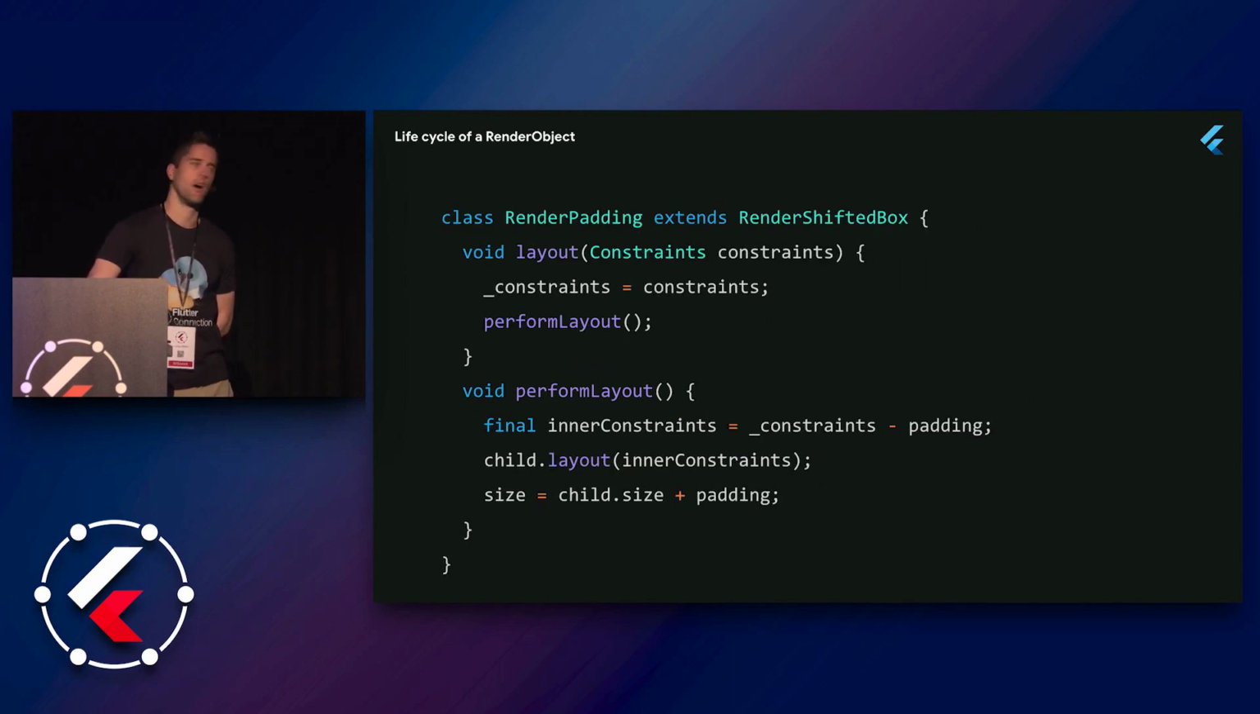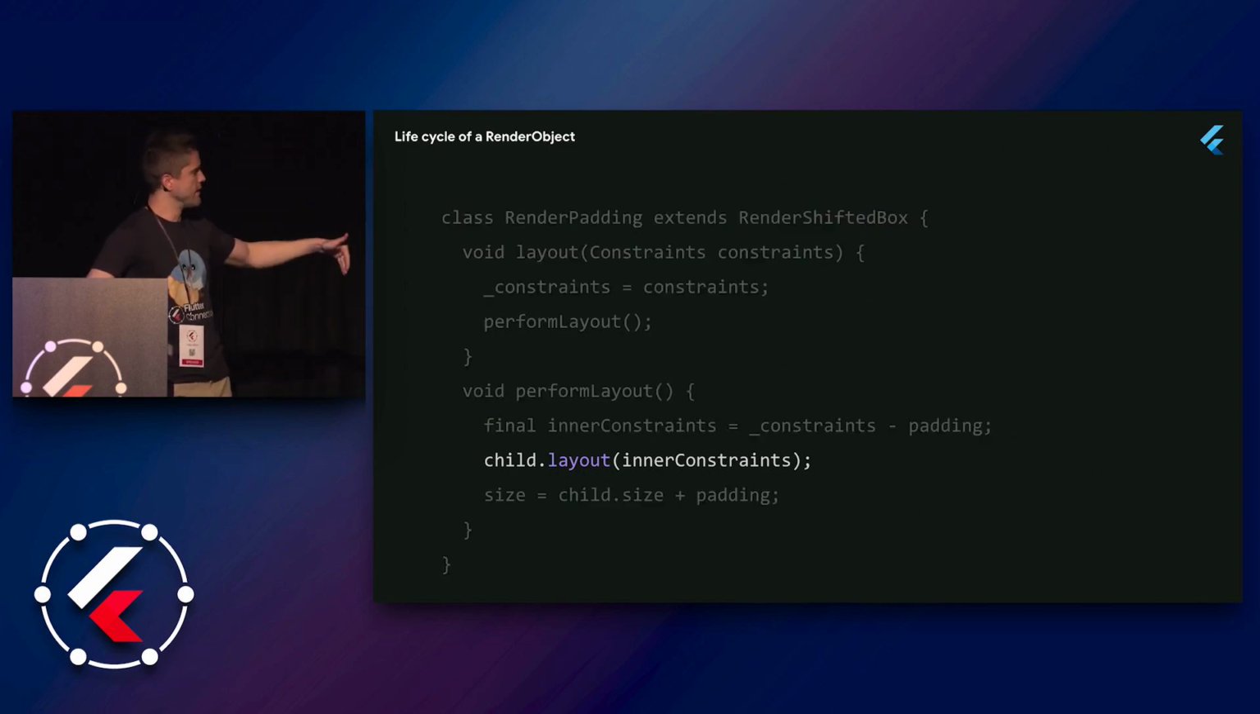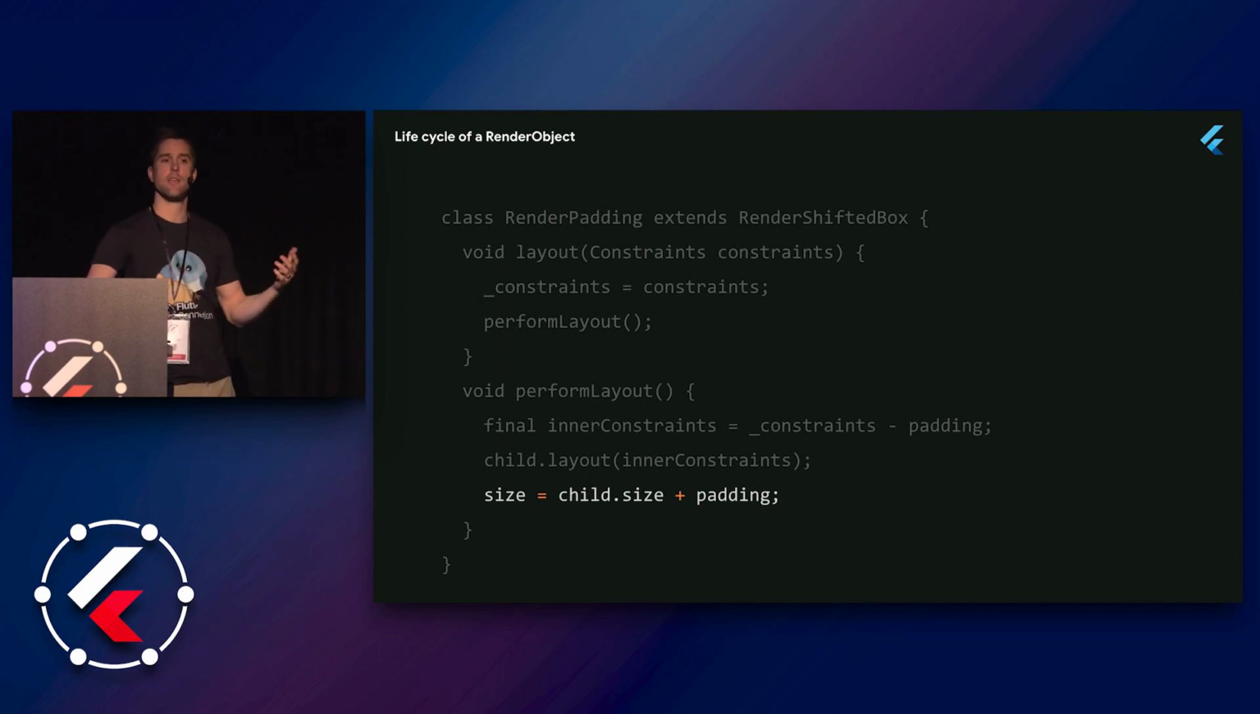Here's an example of this all coming together in the padding widget's render object called render padding. We can see the layout just saves some constraints. There's a ton of bookkeeping, and then it calls perform layout, and perform layout then asks the child to lay out and then combines all of this information together to figure out its own size. And we can see the adage happening here. The constraints are going down to the child, the size is coming back up from the child, and we don't see the positioning of the child here because that happens in the paint method.